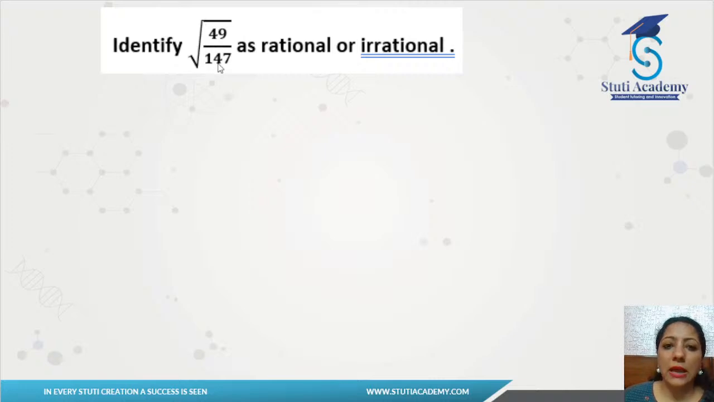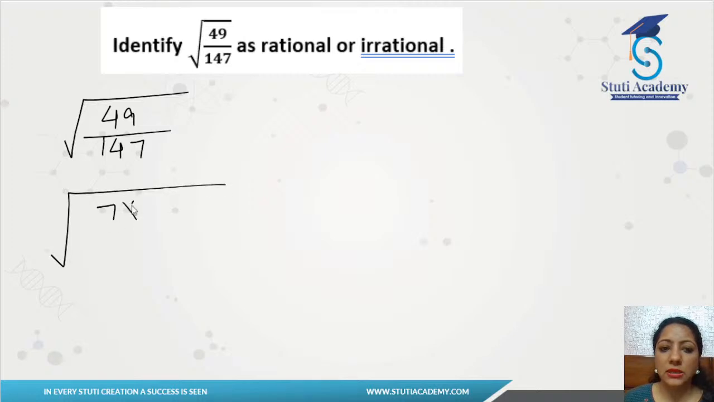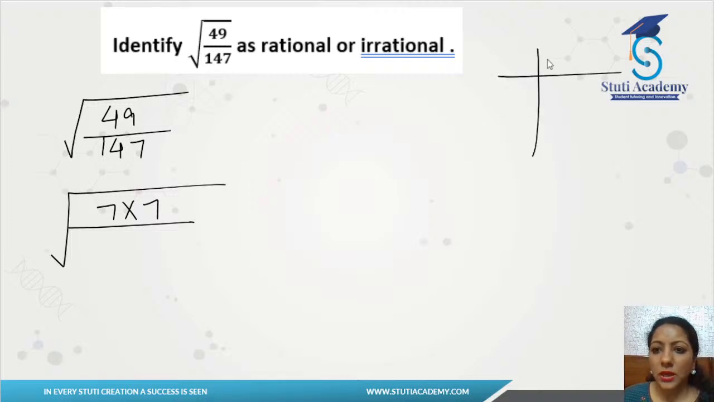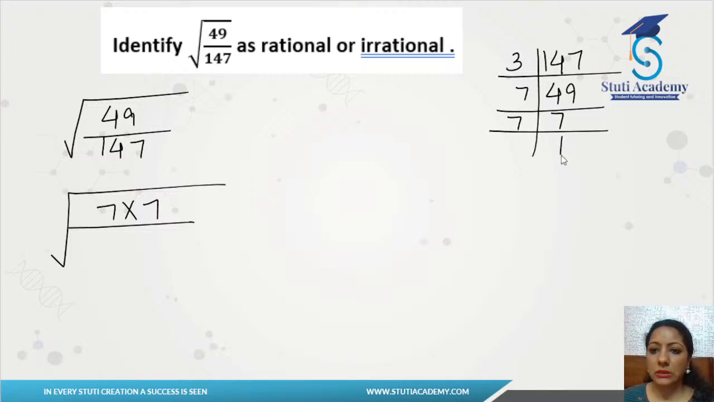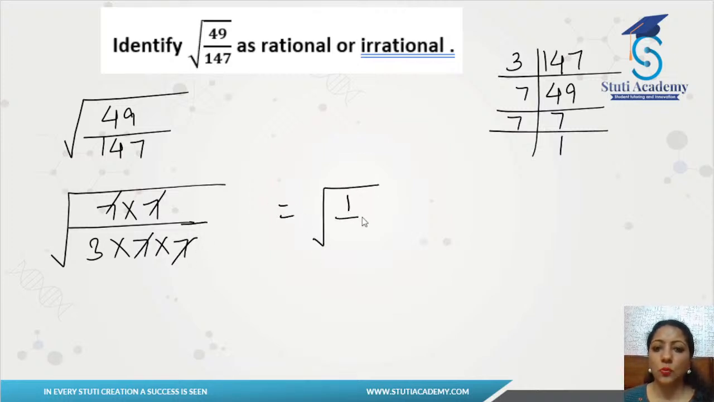We have square root of 49 over 147. We need to check whether it is a rational or an irrational number. So 49 can be written as 7 into 7. Let us check whether we can prime factorize this 147. We have 147. This we are going to divide by 3. We will get 49 again. So this is 3 into 7 into 7. Now the 7 and 7 will get cancelled, and we are left with square root of 1 upon 3. That is 1 upon square root of 3.